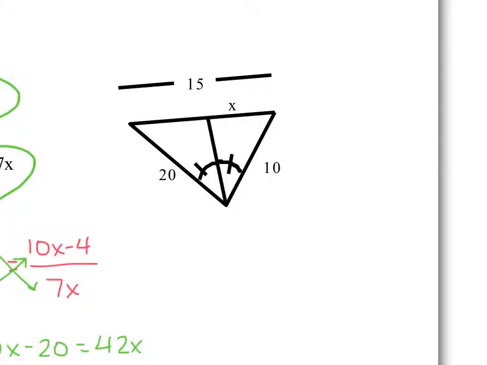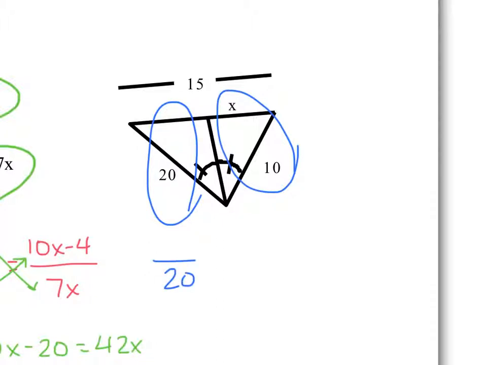For the next one, we want to set up our proportion like this. So we know that something is going to go with 20, and x goes with 10. But we don't know what that something is because we don't know how long this part of our 15 segment is. So what we're going to do is we know that we would take the whole thing and subtract this part to get the other part. But since we don't know what it is, we'll just have to leave it as 15 minus x.